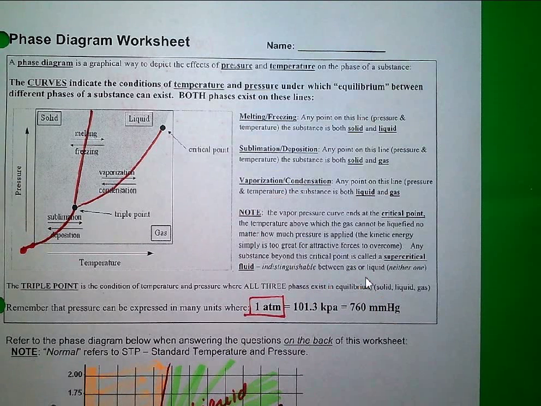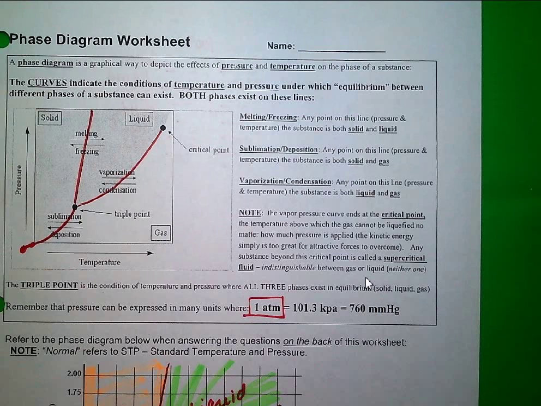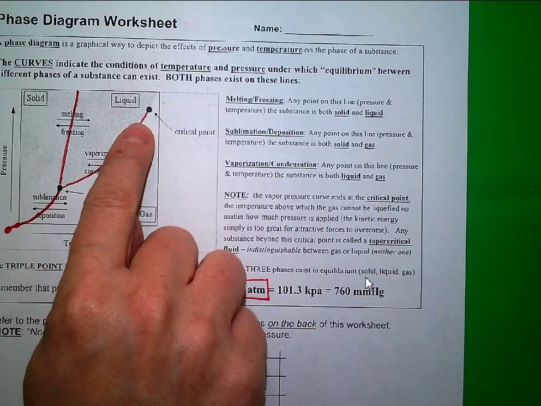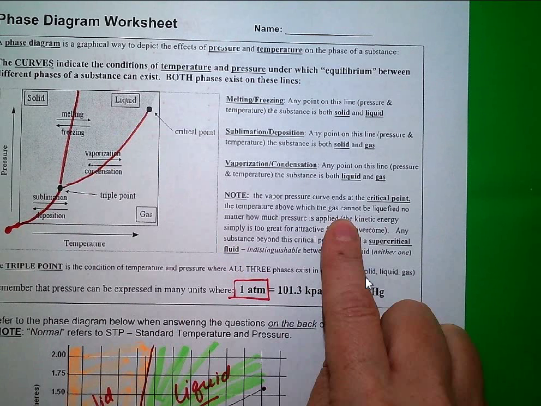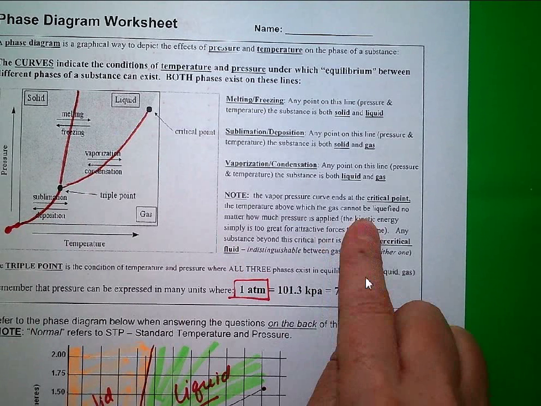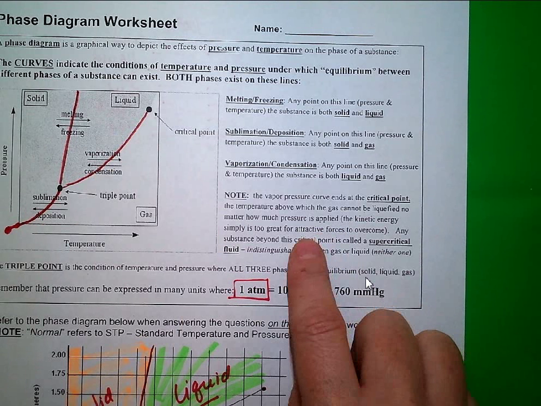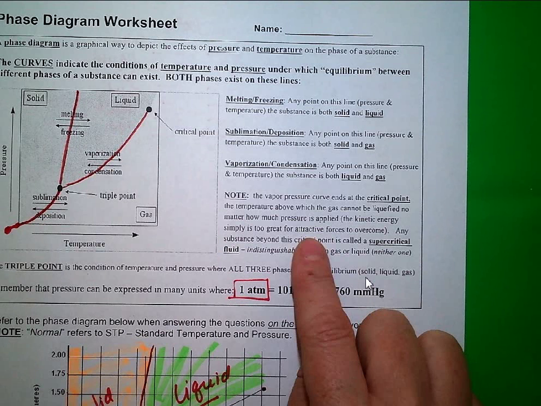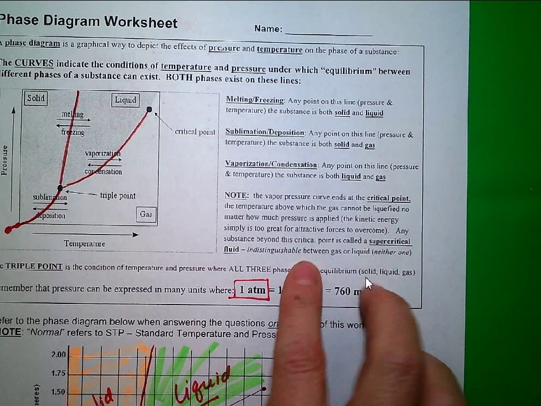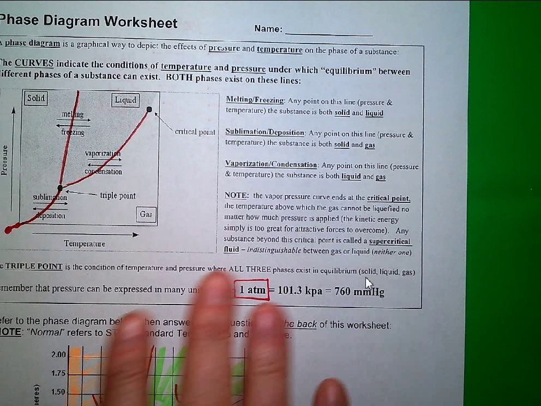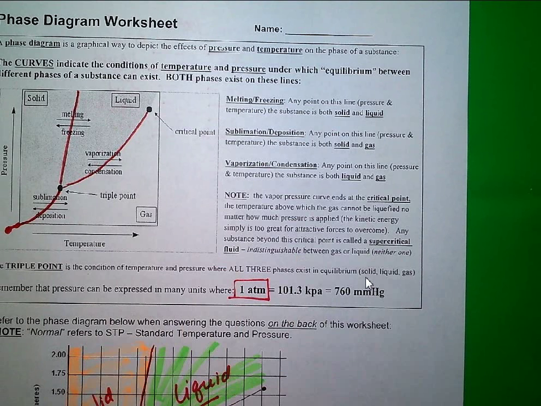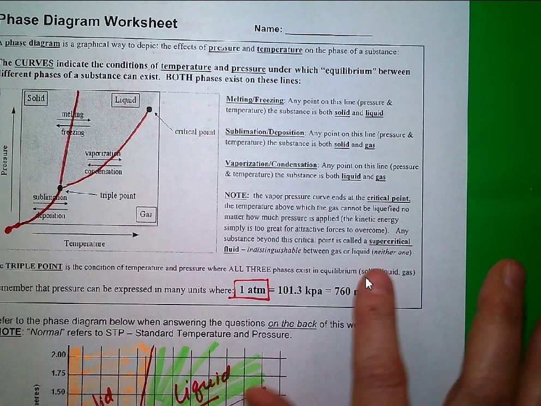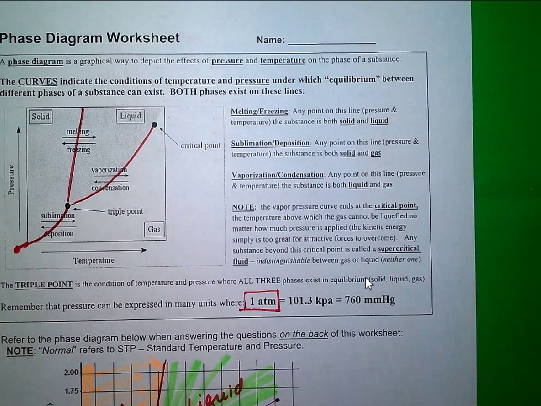And down here it talks about the critical point. We're going to leave the critical point. What it says is a temperature above which gas cannot be liquefied no matter how much pressure is applied. Kinetic energy is far too great for the attractive forces to overcome, and any substance beyond the critical point is known as a supercritical fluid. It's indistinguishable. You cannot tell between the gas or the liquid. It's neither one. So we're going to leave this part up here for your upper level physics and chemistry classes. We're not going to really even deal with that. We're just learning how to read the graph.